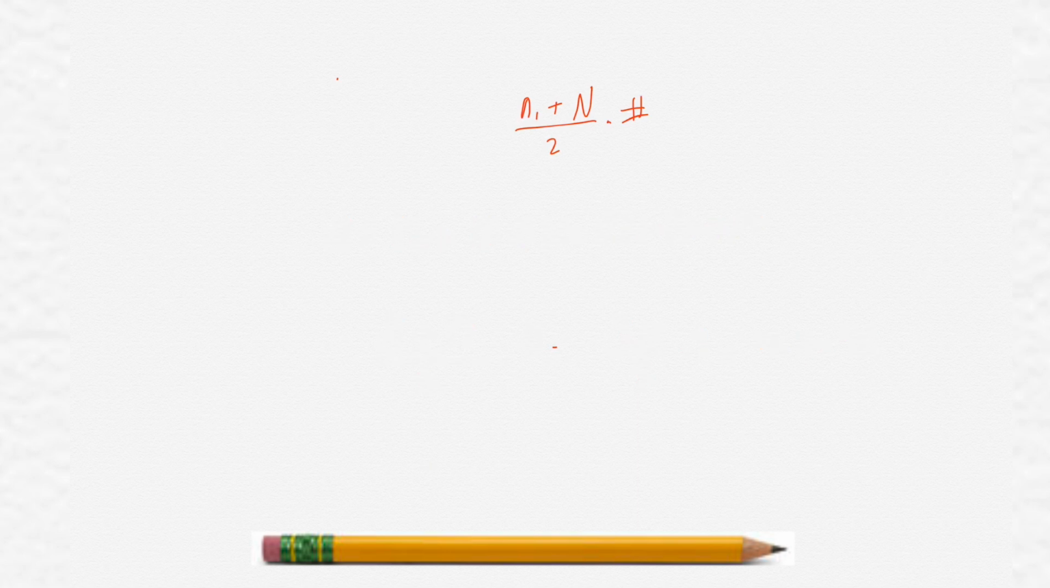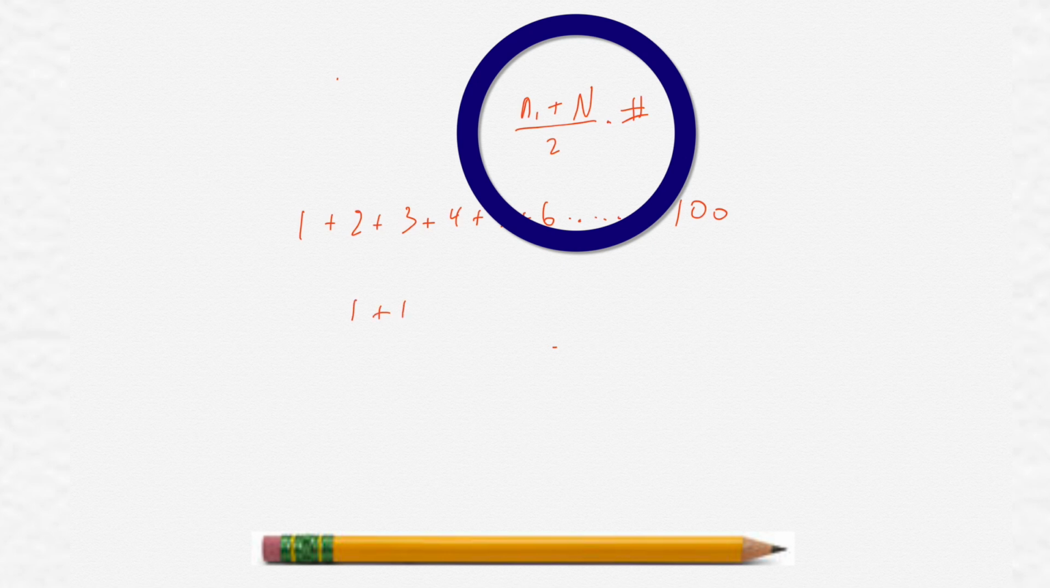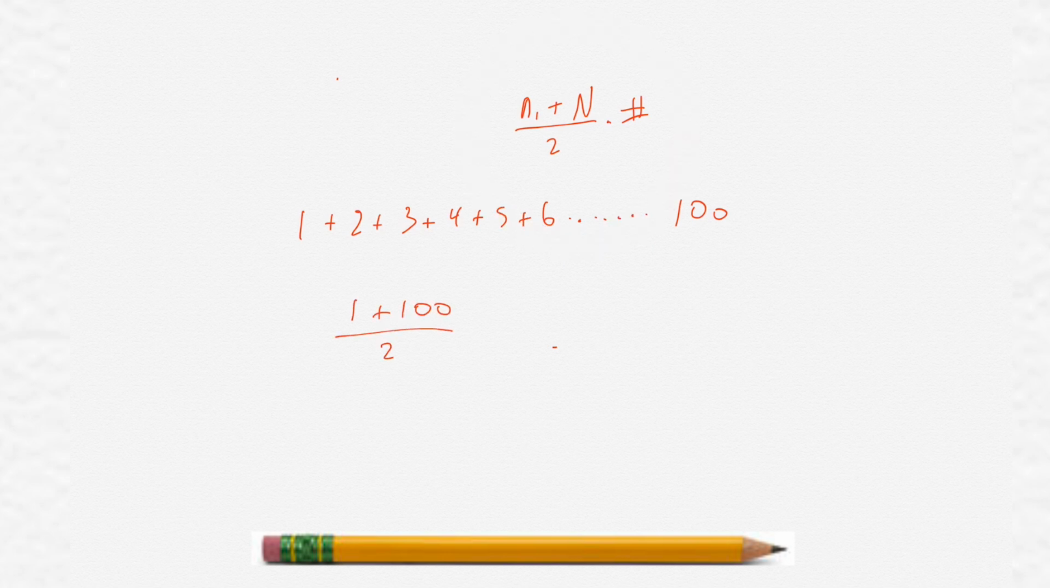Now let's make it even tougher. We go 1 plus 2, 3, 4, 5, 6, 7, 8, 9, 10, all the way to 100. So let's add up all those numbers, and we could do it super fast with this formula. We take the first number, we add it to the last number, we divide that by 2, and we multiply that by the number of numbers, which is 100.